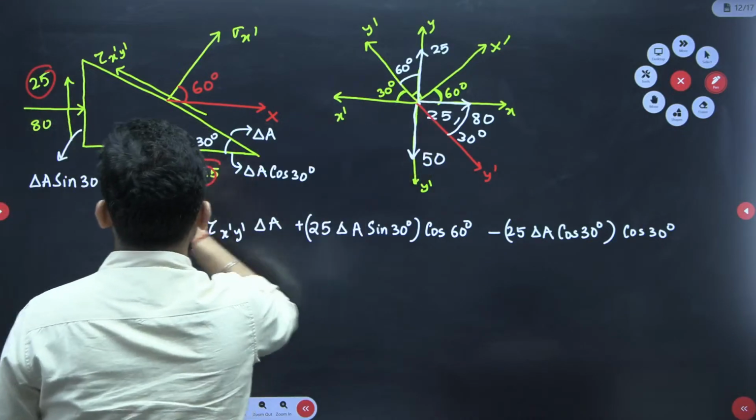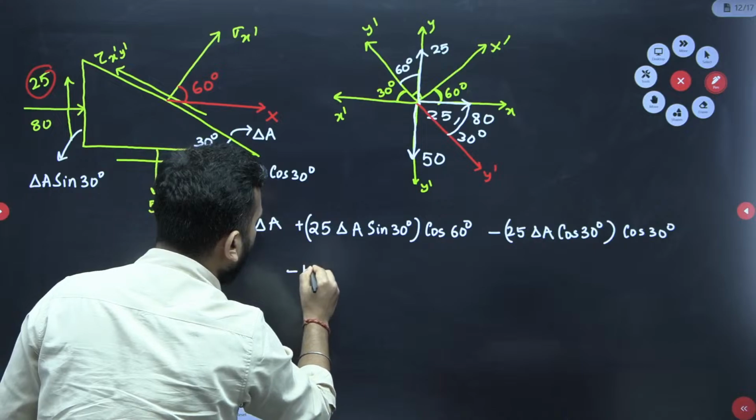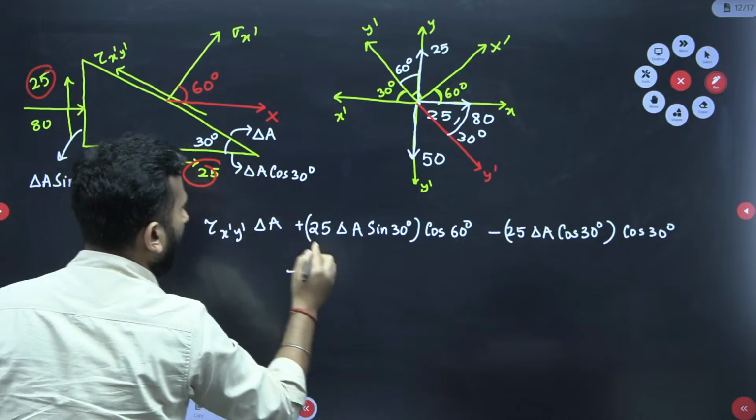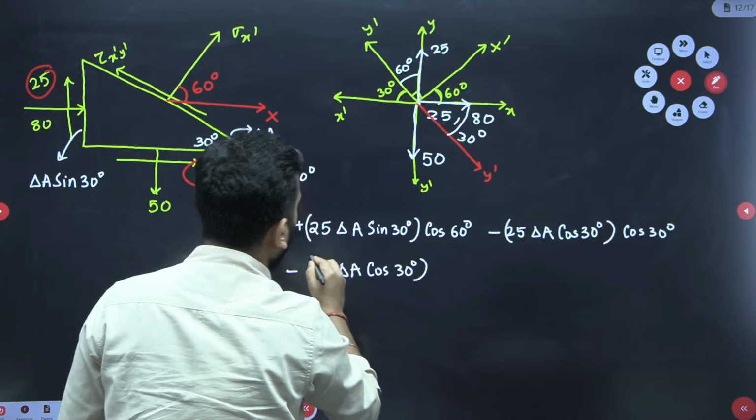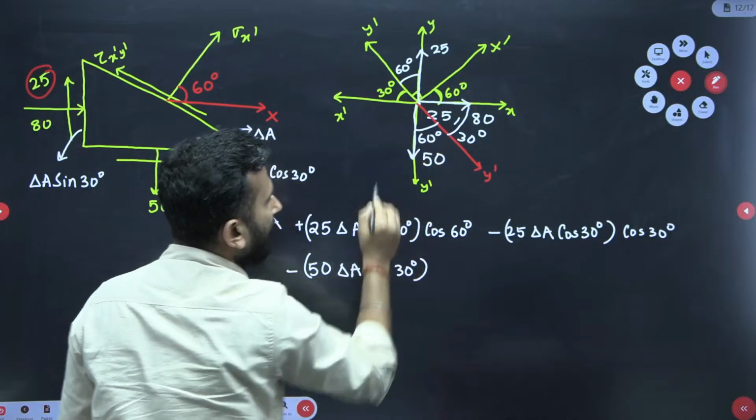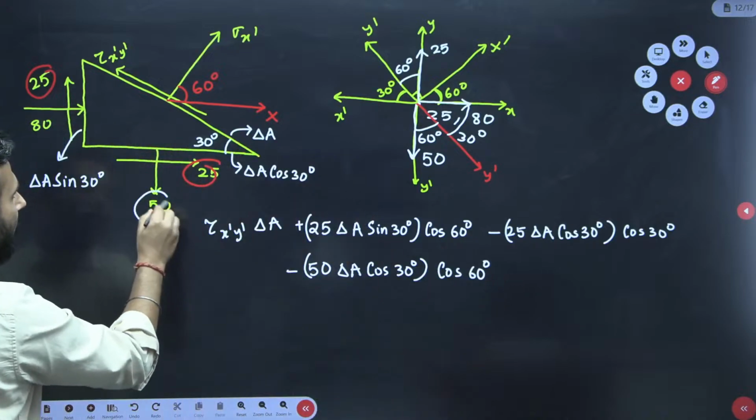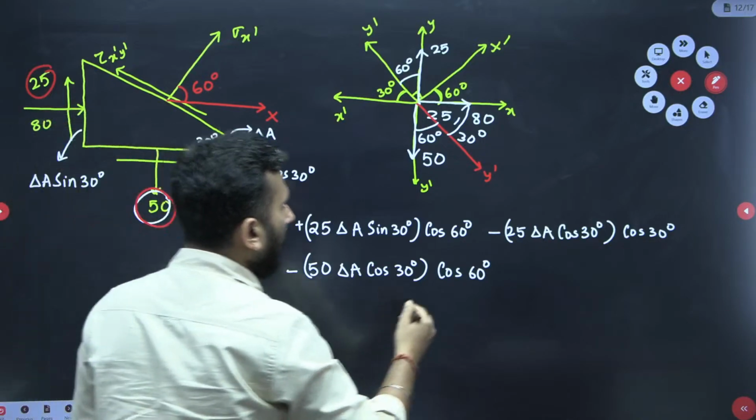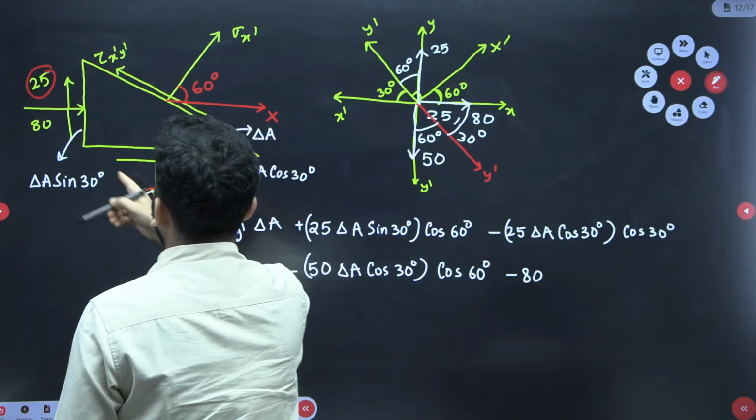Now what is left? 50 and 80 are left. Okay, very good, no issues. So minus 50 is acting on which area? Delta A cos 30. But you have to take the component in this direction. So this is 30 degree, so definitely this will be 60 degree. Take cos 60. Okay, this 50 is also done. Only one thing is left, 80. Okay, 80. So minus 80. It is acting on which area? Delta A sin 30.